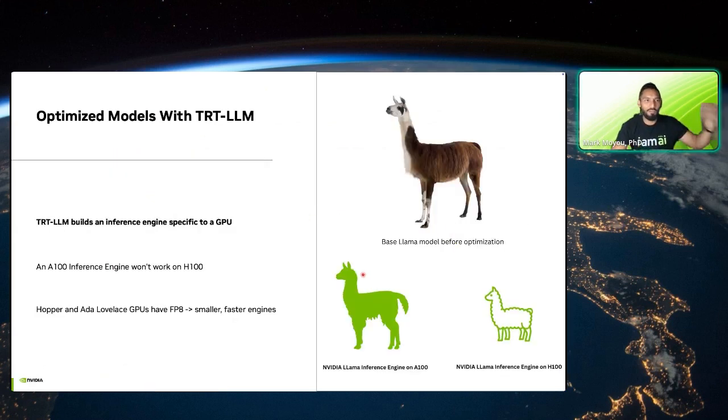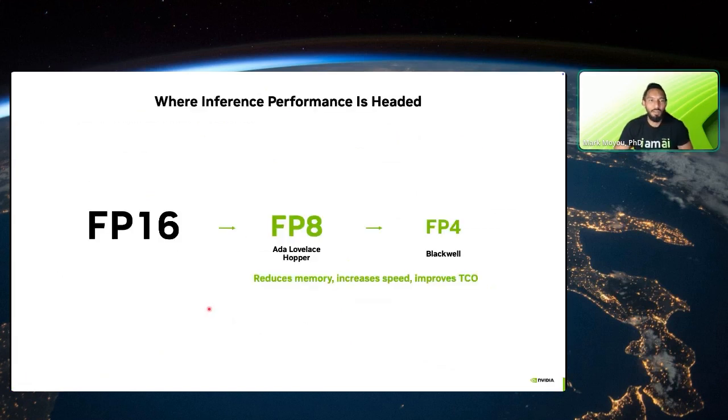Here's an intuition of what inference engines look like. Essentially, I'm trying to compress that, make a smaller, just as accurate version, but to increase the speed. This is where inference is going, FP16 to FP8 to FP4. So smaller memory sizes, faster speed, same accuracy.